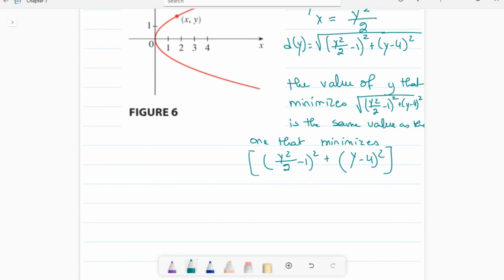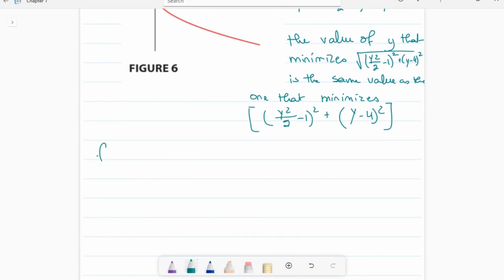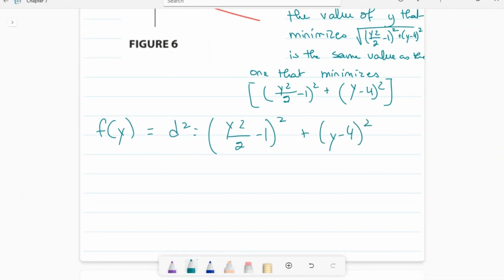If you did not notice it, and you continued working with the square root of all of that, it does not matter. It is not wrong. It's just that this will take you more time. But for now, I will square d, and I will define a new function. Let f of y equal d squared, which is (y squared over 2 minus 1) all squared plus (y minus 4) all squared.